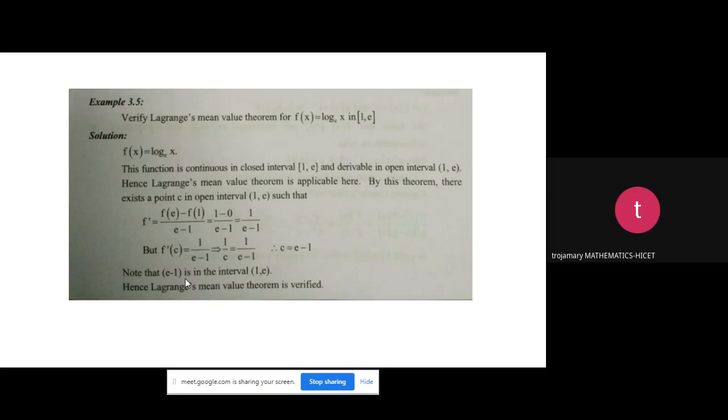Okay, how did we get c equal to e minus 1? So f dash of c is 1 by e minus 1. Okay, differentiating, we get what? F dash of c means 1 by c. So 1 by c equals 1 by e minus 1. Therefore, c is equal to e minus 1.